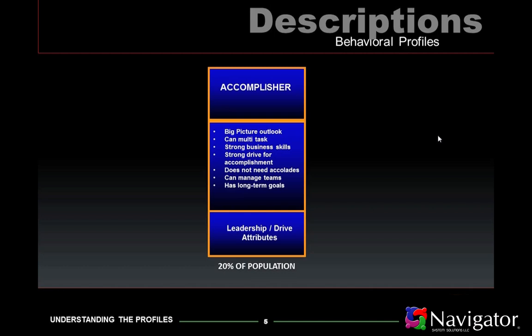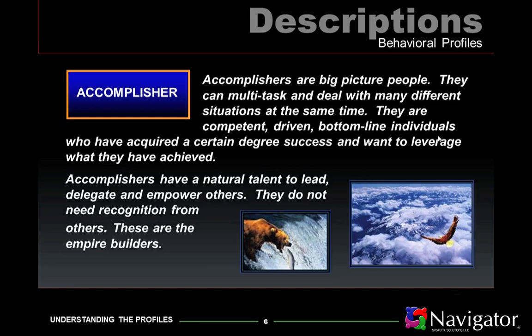But the one thing to remember about the accomplisher is that they don't need accolades. They don't want accolades. These are not the kinds of people that you should bring up to a stage and in front of a group of people talk about how strong they are and what their accomplishments are. They're more internally sorted. They know in their own minds if they've done a good job, and they know in their own minds if they are reaching or are on their way towards obtaining their goals. They can manage teams, and they do have lots of long-term goals.